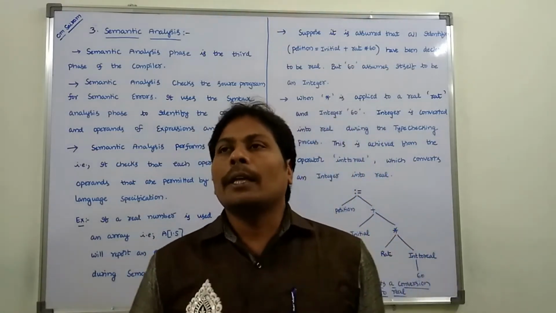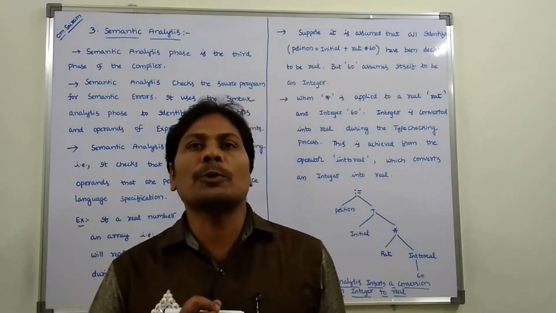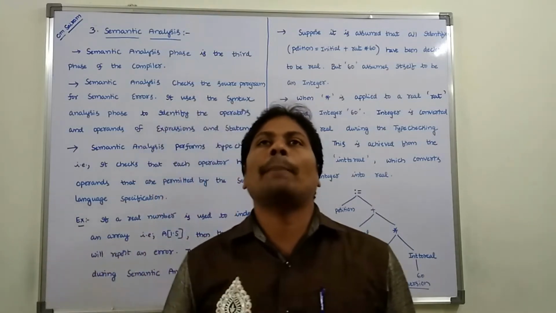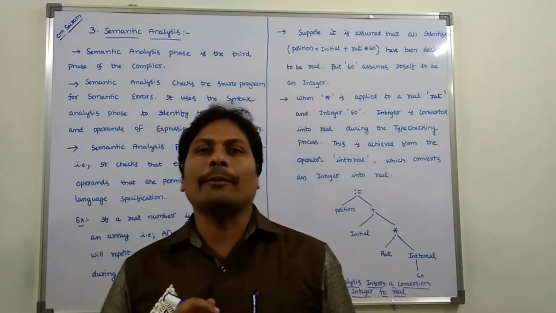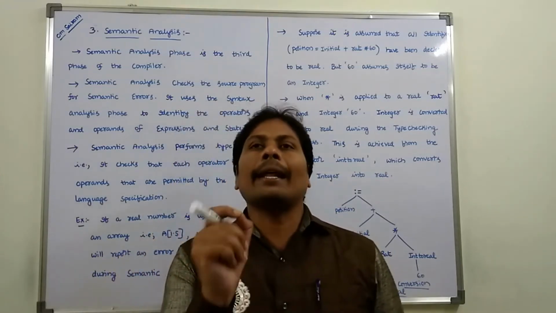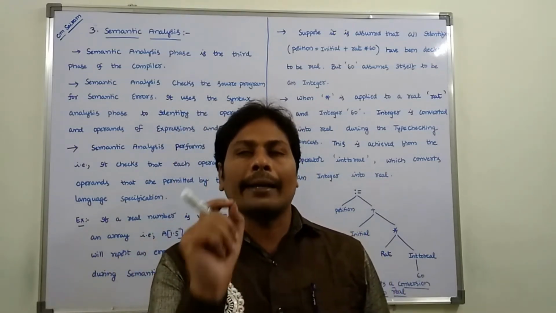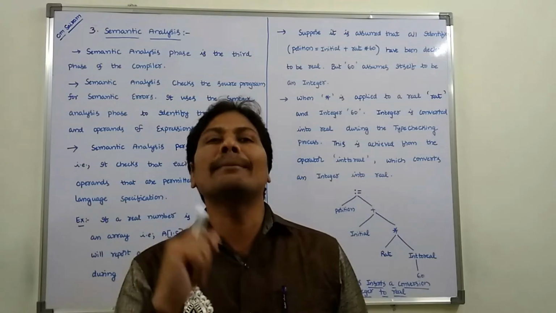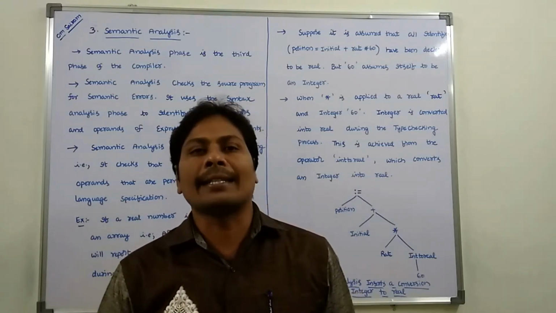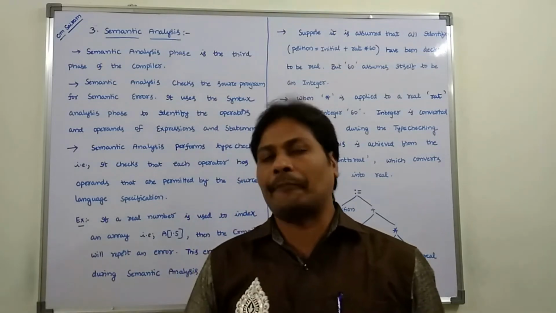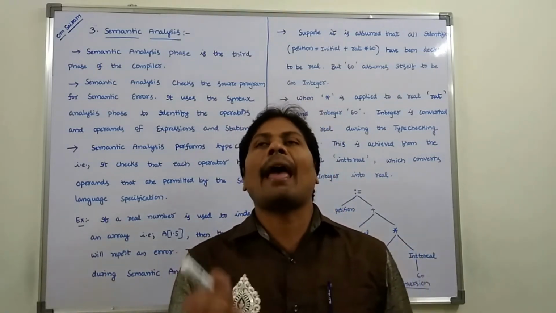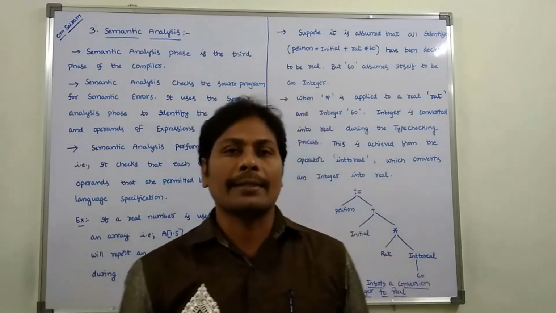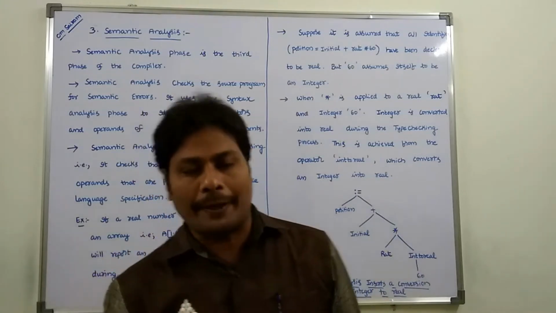For example, if a real number is used to specify an index of an array, for example a of 1.5, this is an error. This error is a semantic error. This semantic error is handled by the semantic analyzer in the semantic analysis phase. It will be declared an error.